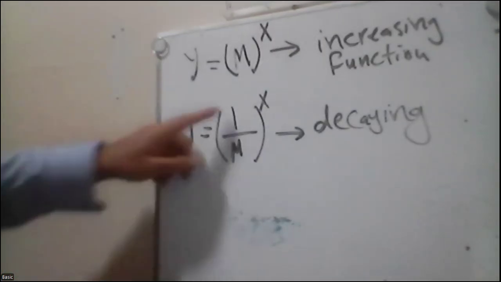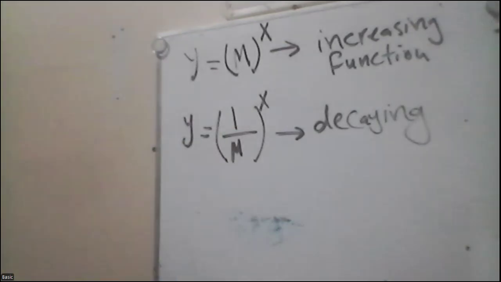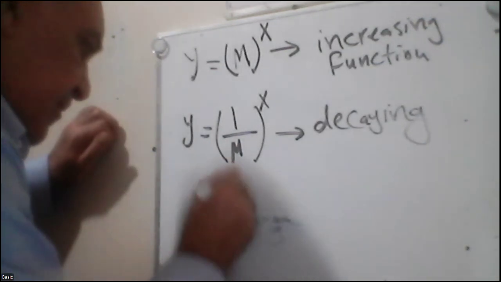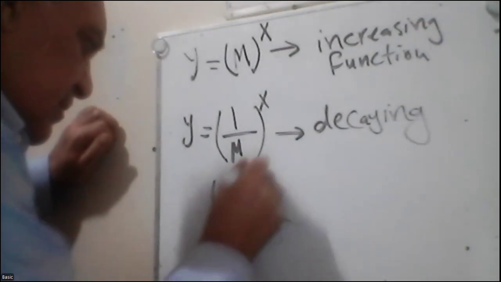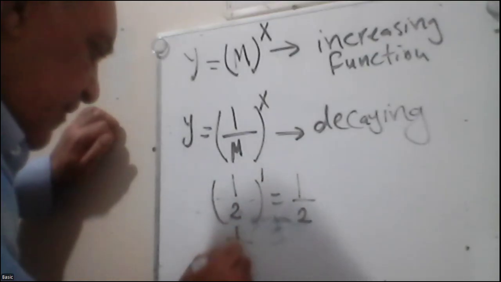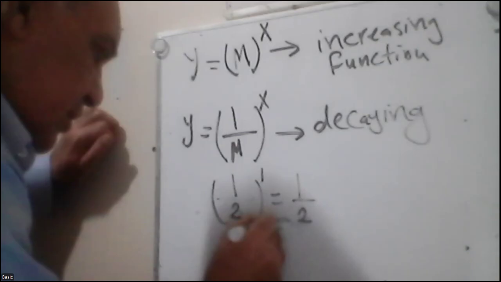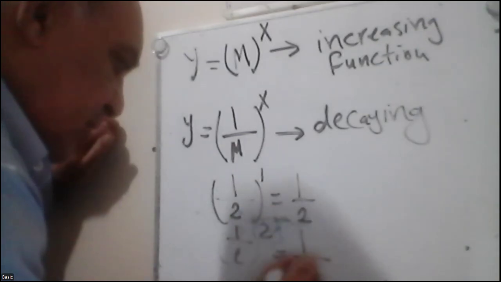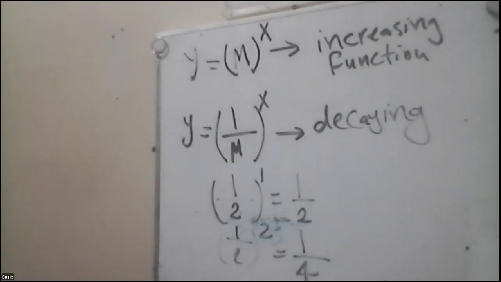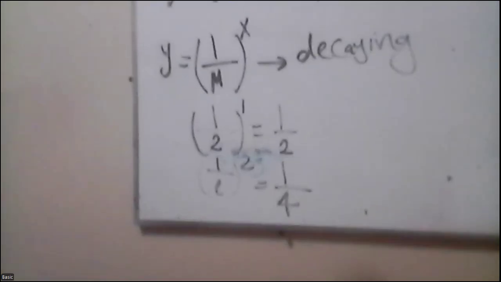Because the fraction, when the power is more, it is less. Let me tell you something. Let's say this is 1.5. 1.5 power 1 will equal 1.5. 1.5 power 2 will equal a quarter, which is less. So when the function is increasing, it looks like this here.